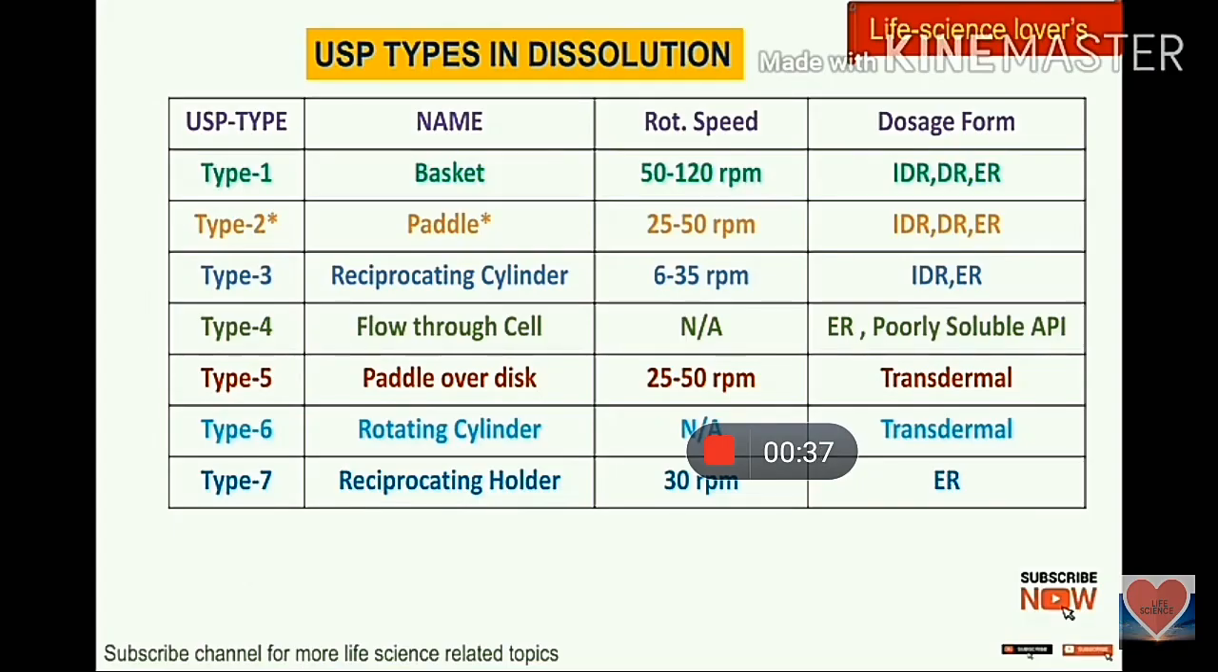We can see in the picture an acrylic rod type holder, Teflon cylinder, spring holder, reciprocating disc, and angled disc type holders. So in this class we discussed 7 different types of dissolution apparatus: basket type, paddle type, reciprocating cylinder type, flow through cell type, paddle over disc type, rotating cylinder type, and reciprocating holder type.